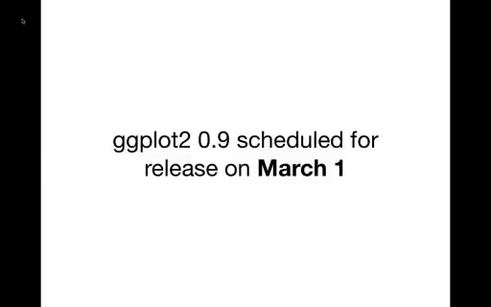Okay, so ggplot2 0.9, that's the development version, is scheduled for release on March 1st. The other thing I'm trying to do with releases of ggplot2 now is schedule them some time in advance. I'm going to try and aim for at least a month's notice, so that people whose packages depend on ggplot2 have time to update them. And if you're using ggplot2 in your everyday workflow, you have some advance warning that things are going to change.